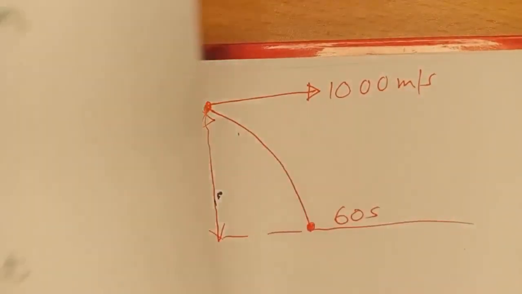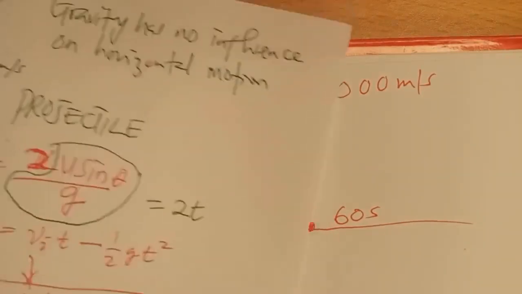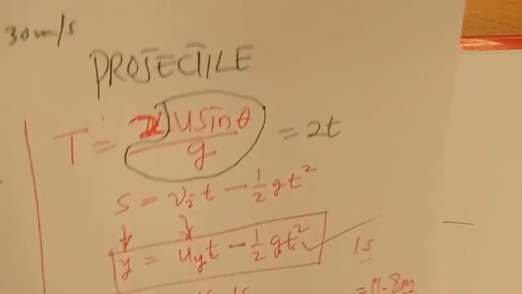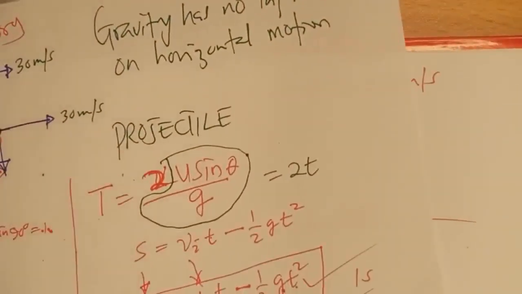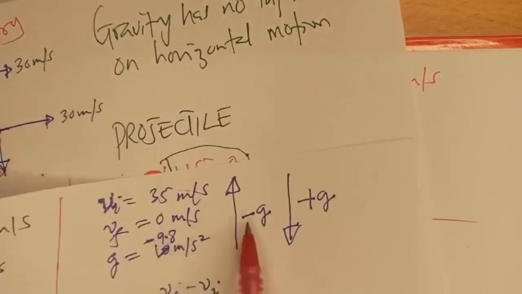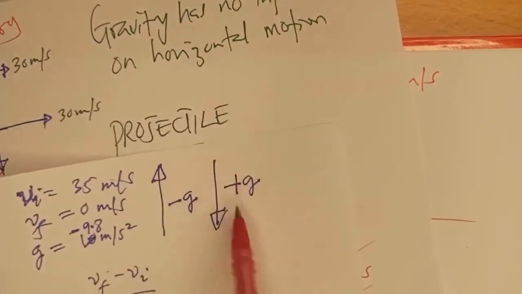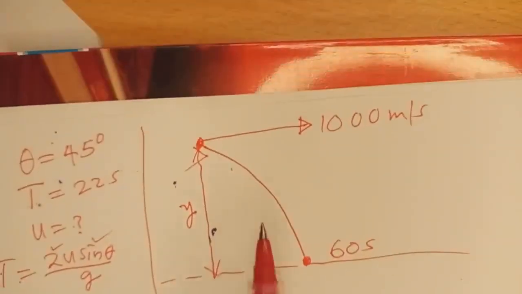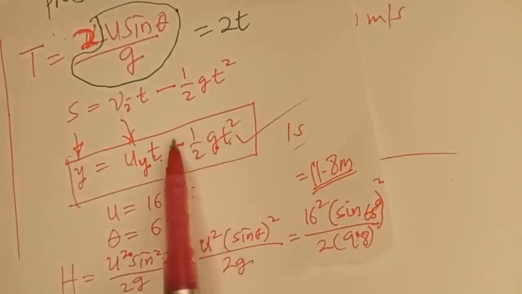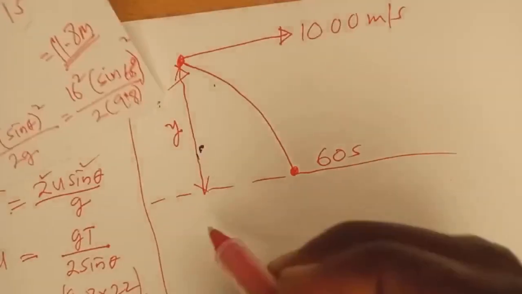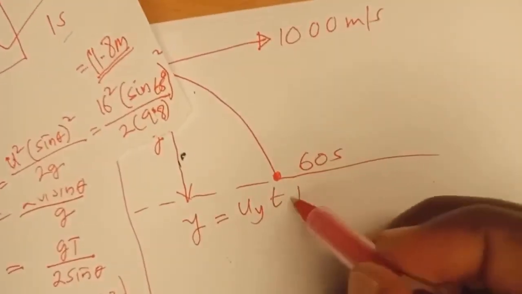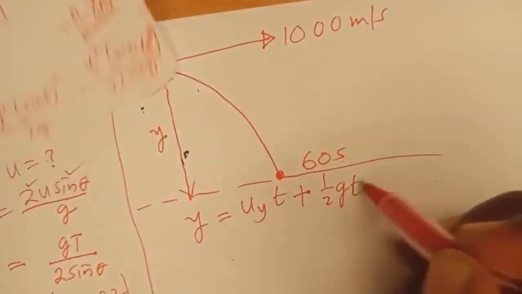I remember for a projectile, whether it's dropping from a height or is launched from the ground, we use this formula to get it. But don't forget, when an object is going upward, its g is negative. When it is coming down, its g is positive. So we must remember that the bomb is coming down, so we have to give a positive value to our g. So our y is equal to u sub y t plus, and not minus, half g t squared.